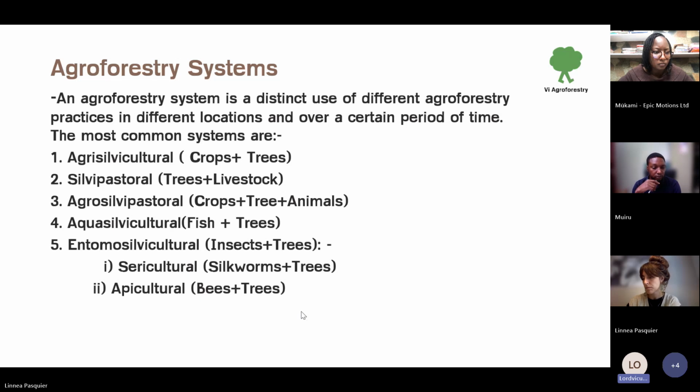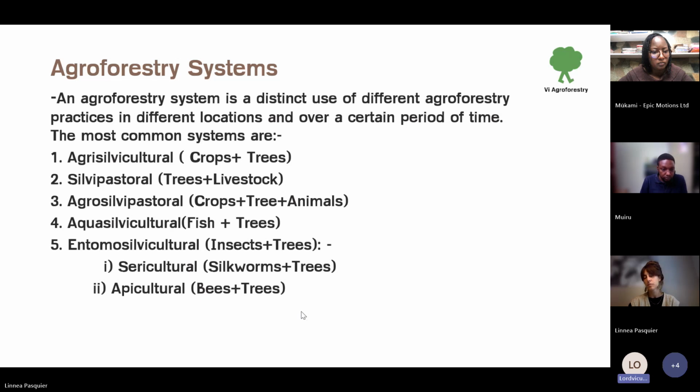Then we have silvipastoral. This is where farmers grow trees, but they also keep livestock. Then we have agrosilvipastoral. This is where the farmer has three components, the crops component, the tree component, and the animal component. All these being managed under the same land management unit.